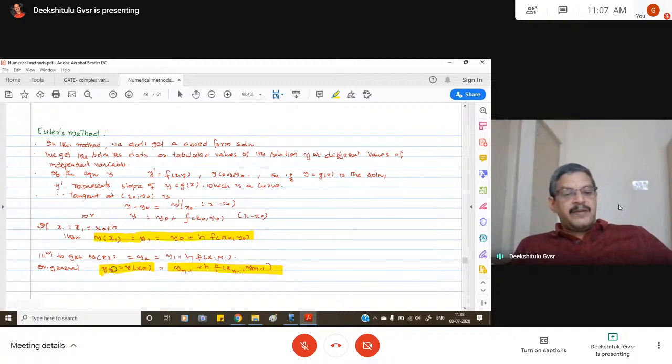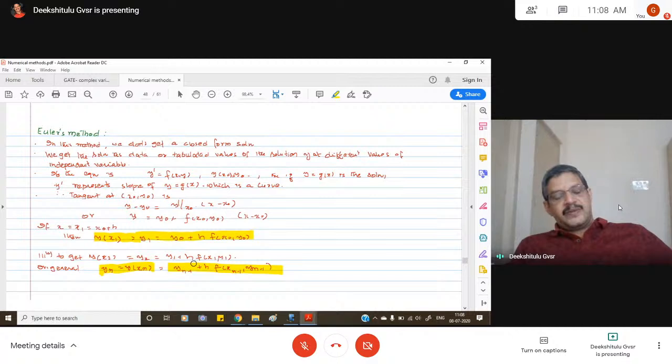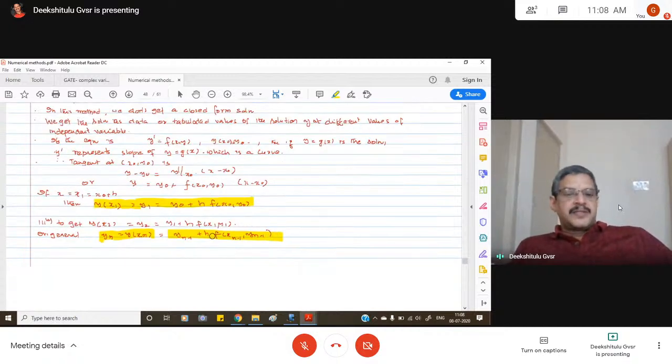Similarly, we get y of x2, and generalizing this, y of xn will be equal to yn minus 1 plus h into f of xn minus 1, yn minus 1. This is called Euler's method. This is a single step method. You would understand why it's a single step method. What do you mean by single step method? If you see this expression, yn, that is y at xn, is equal to yn minus 1 plus h into f of xn minus 1, yn minus 1. So to find the value of the solution y at xn, how many previous values are we considering?